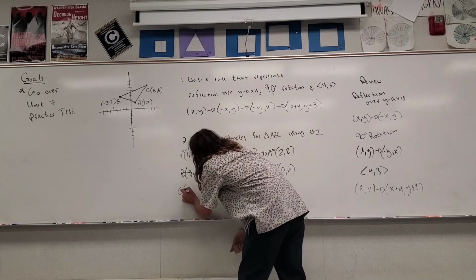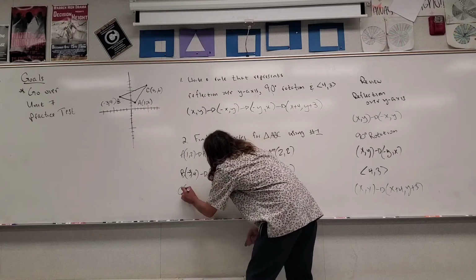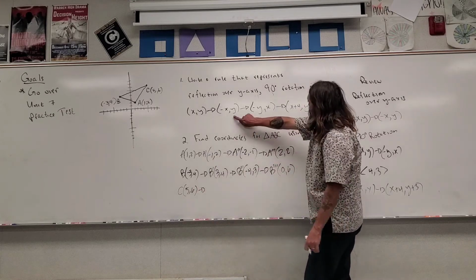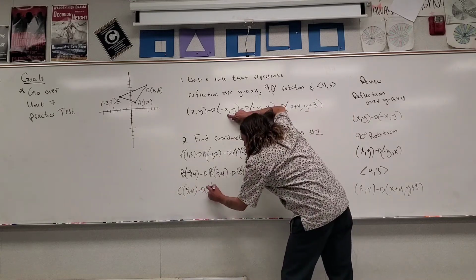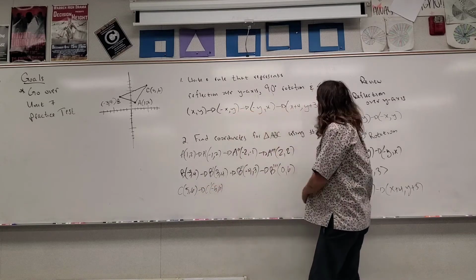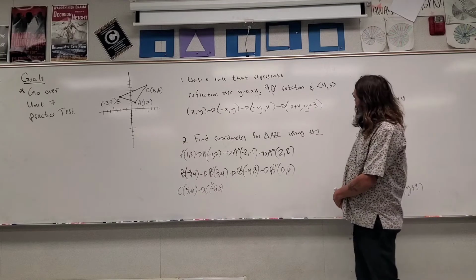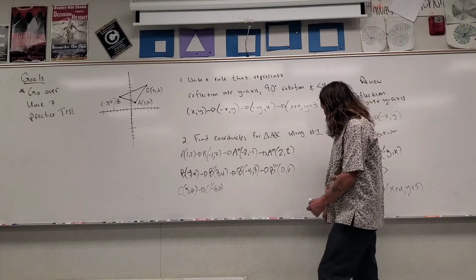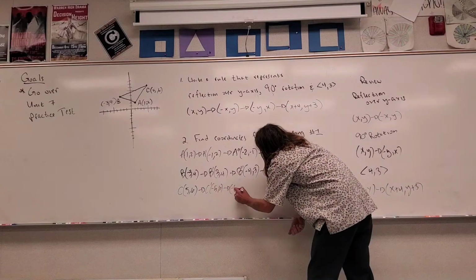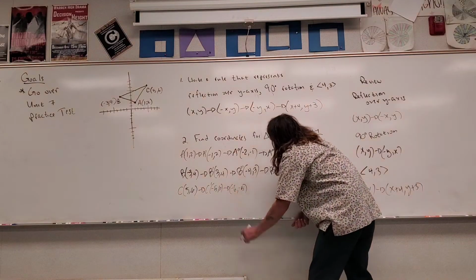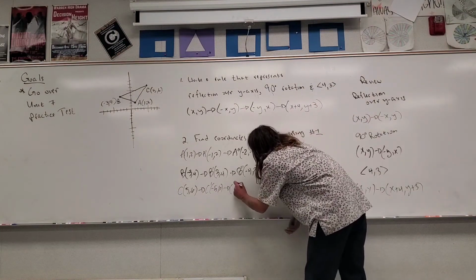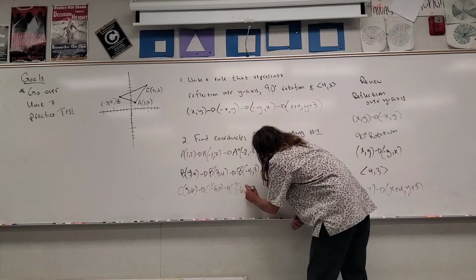What does C do? It's 5, 6. I change the sign when I reflect, so C prime is negative 5, comma 6. Then I rotate it 90 degrees clockwise, so I switch the x and the y and change the sign of the y. That becomes C double prime: negative 6, negative 5.